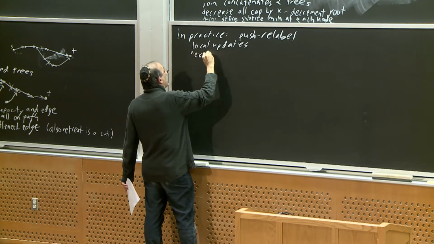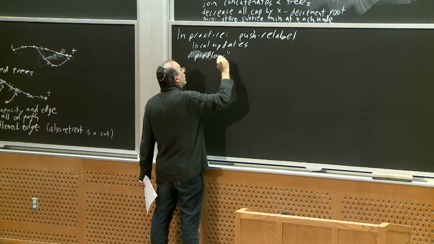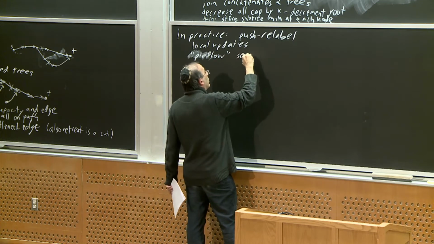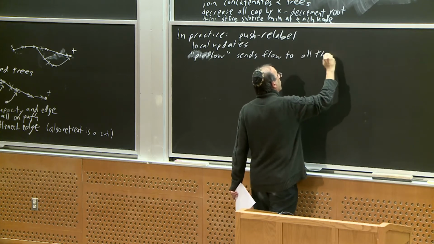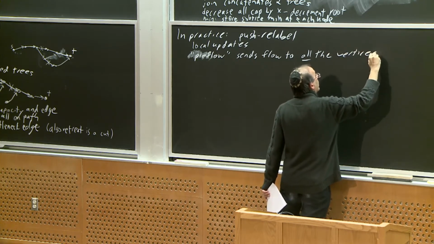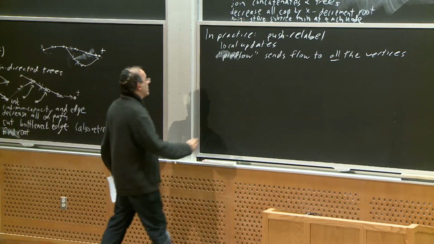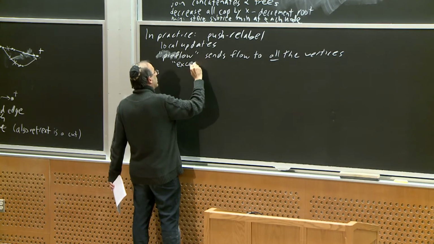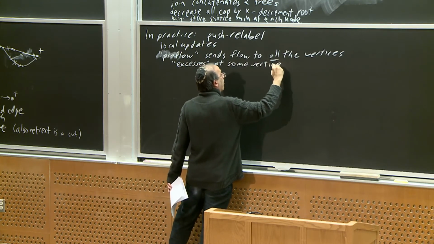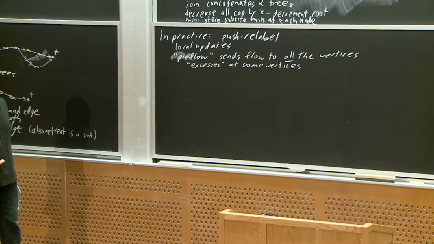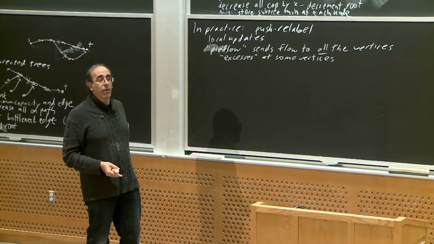You define something called a preflow, which sends flow to all the vertices, not just the sink. Okay, so your preflow may leave excesses at some vertices. So balance is not satisfied. Okay, there can be more flow coming into a vertex than going out.